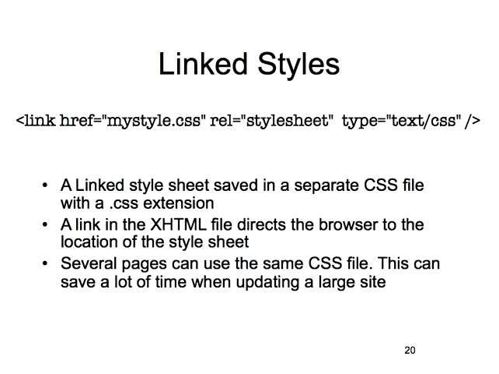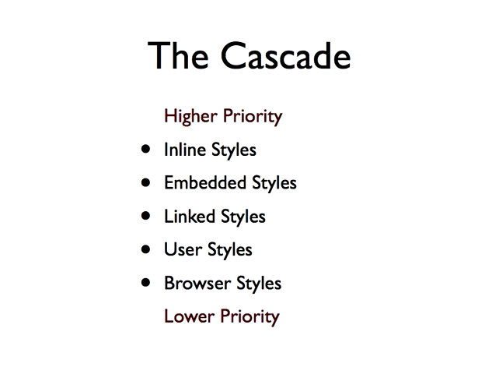So we're going to look now at the Cascade. Cascading style sheets refers to the fact that you have this hierarchy here. So user styles would take priority over browser styles. Link styles would take priority over user styles. Embedded styles would take priority over link styles, and inline styles would have priority over embedded styles.